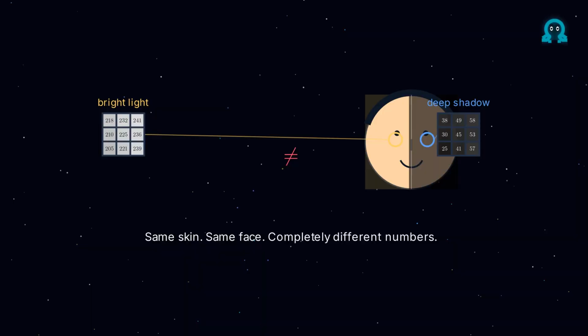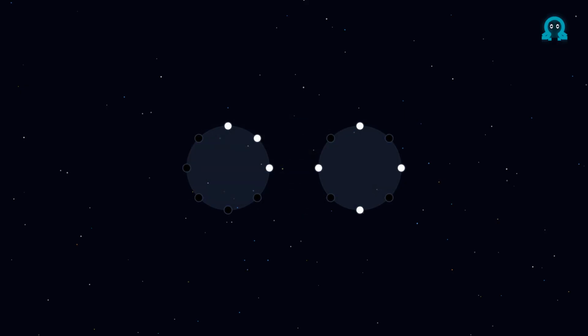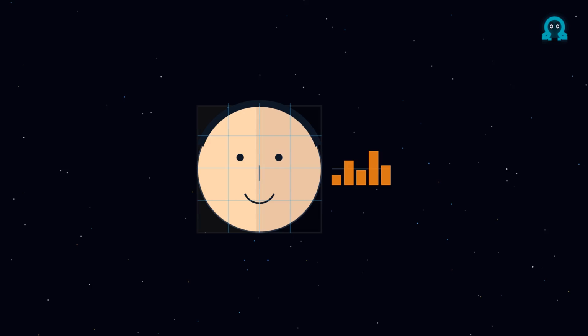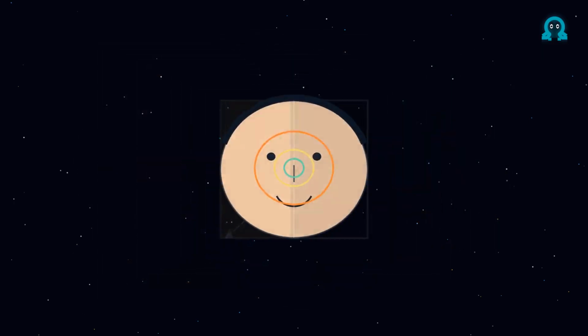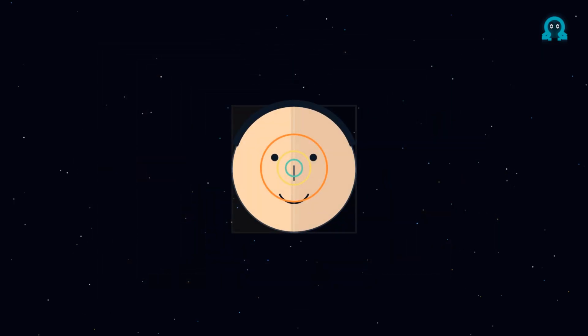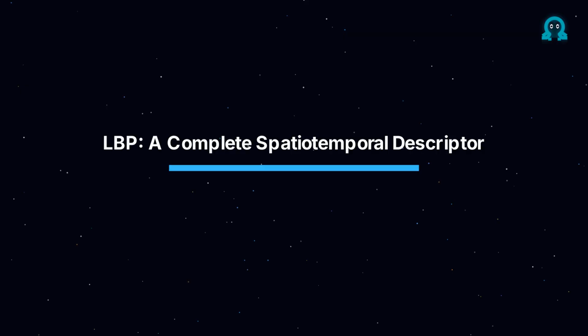Let's close the loop. We started with a problem, raw brightness lies. We solved it by comparing relationships rather than absolute values, encoding them into local binary codes. We made these codes flexible with PR neighborhoods, organized them into spatial histograms, weighted regions by importance, extended to time with orthogonal planes, divided videos into block volumes, and ran them at multiple scales. That is the complete LBP story, from a single 3x3 grid to a spatiotemporal descriptor.